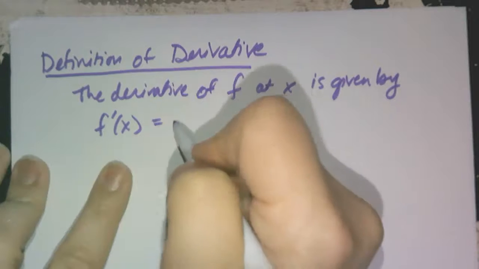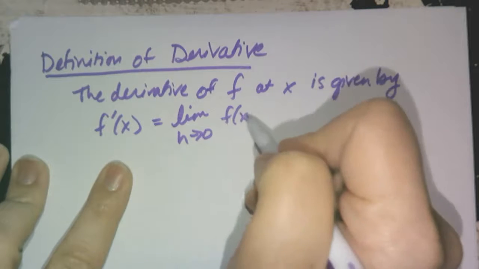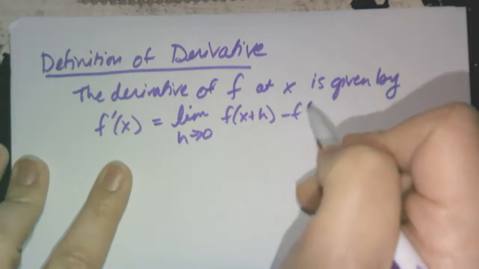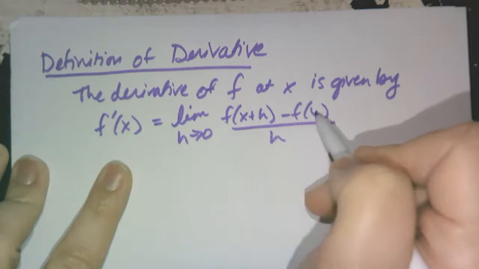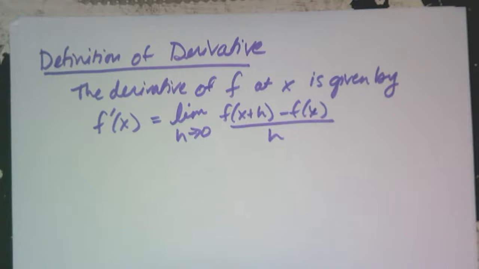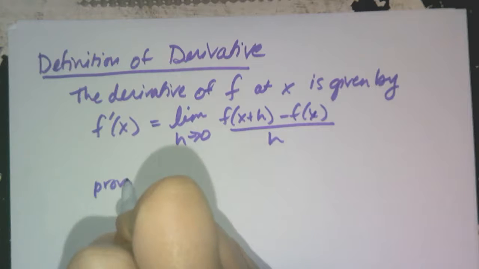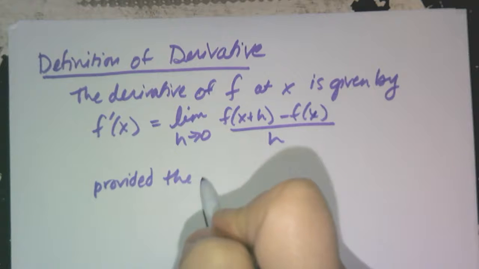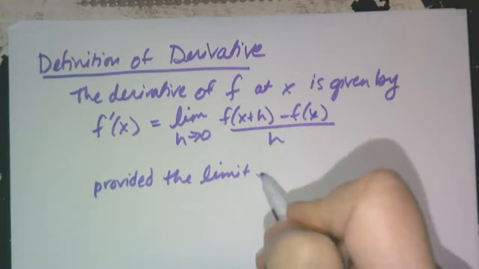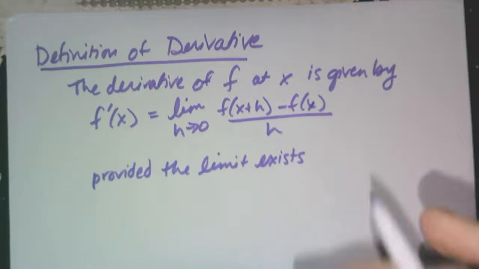The derivative is equal to the limit as h approaches 0 of f of x plus h minus f of x over h. Some books will have change of x replaced inside of the h. I just like the h by itself, provided the limit exists. You need to write that down too. We'll talk tomorrow about when you can't take a derivative.